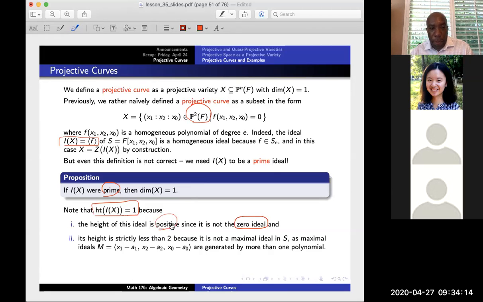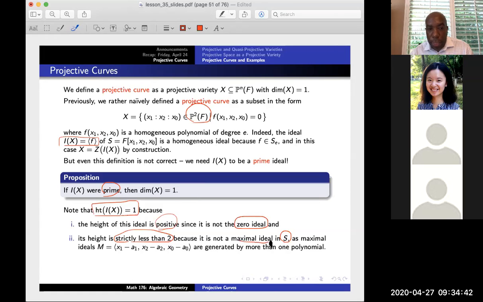So the height here is positive, which means that it has to be at least 1. The height is at most 2 because we're inside of a 2-dimensional space. Well, this here now says that the height has to be strictly less than 2 because of two things. Number 1, S here, of course, has dimension 2. Actually, S has dimension 3, but we're working with 3 minus 1.